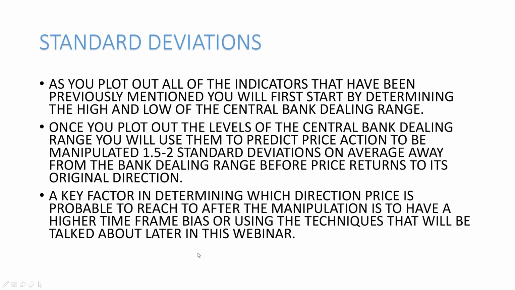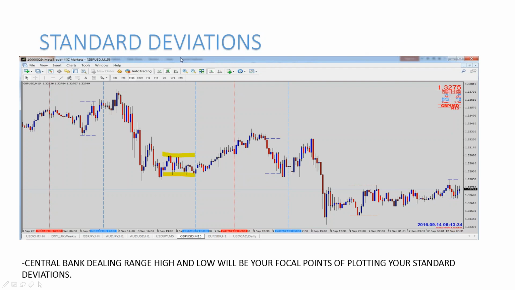A key factor in determining which direction price is probable to reach after the manipulation is to have the higher time frame bias, or using the techniques that will be talked about later in this webinar. Obviously, as we've said, the higher time frame bias is what you want to always have in mind. So what a standard deviation looks like. So you've got the central bank dealing range high and low, which will be your focal point for plotting out your standard deviation.